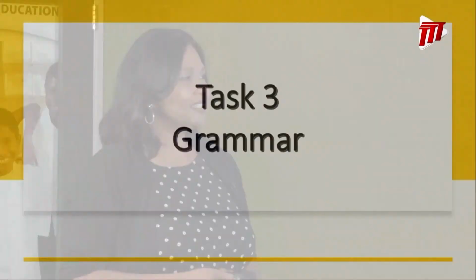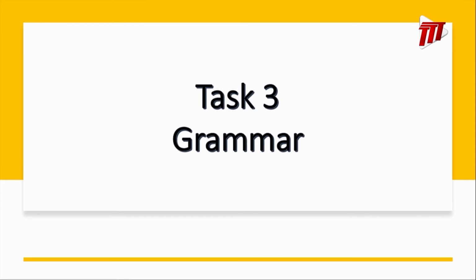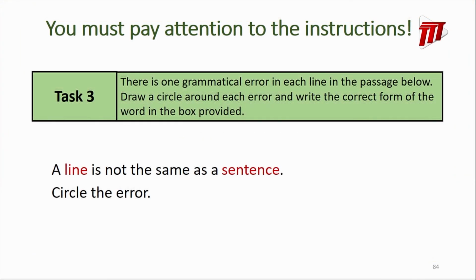So let's go to task 3, which is grammar. Remember, in this section, there's one grammatical error in each line. We need to draw a circle around each error and write the correct form in the box provided. So it's similar to task 1 with the spelling, where you have to circle the incorrectly spelled word. Here you have to circle the incorrect grammar and write the correct form in the box provided.